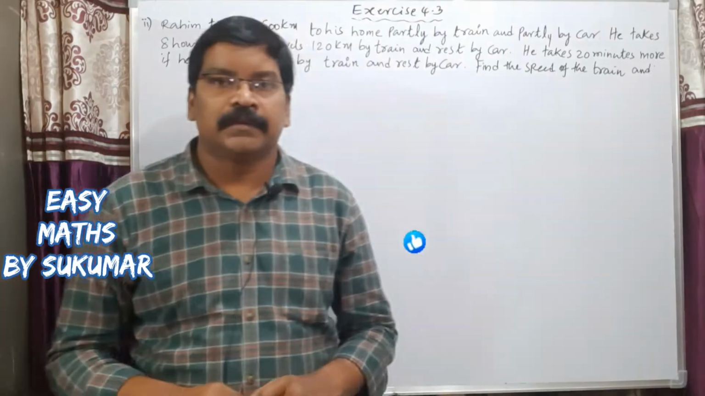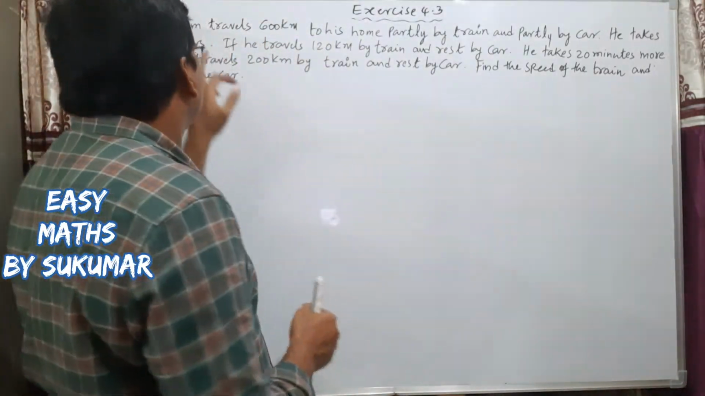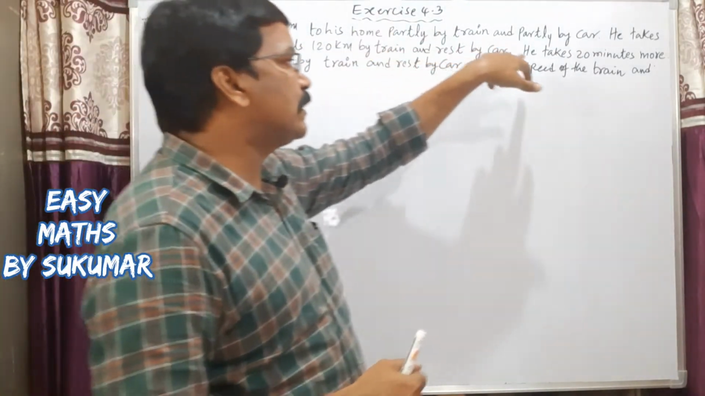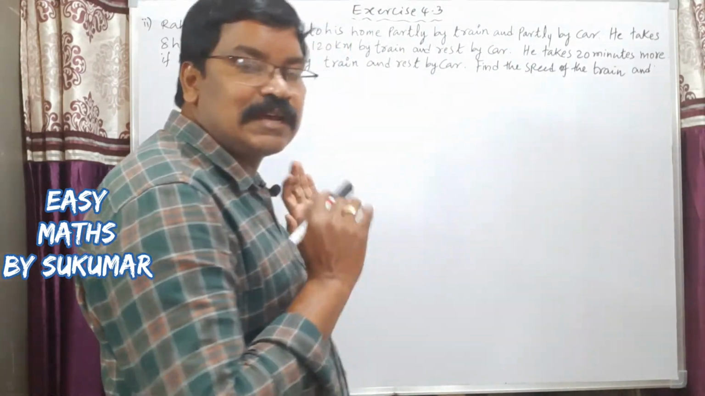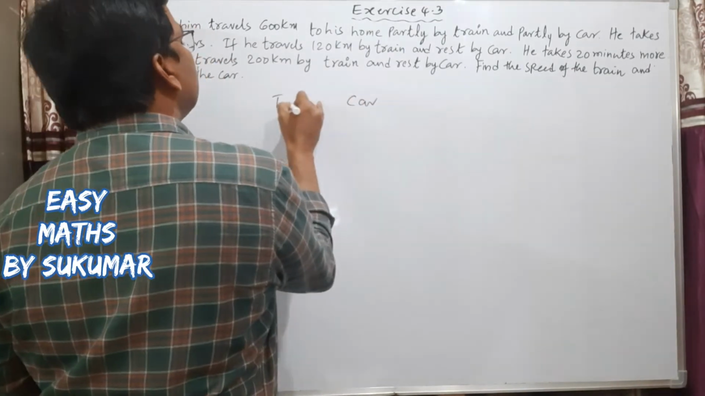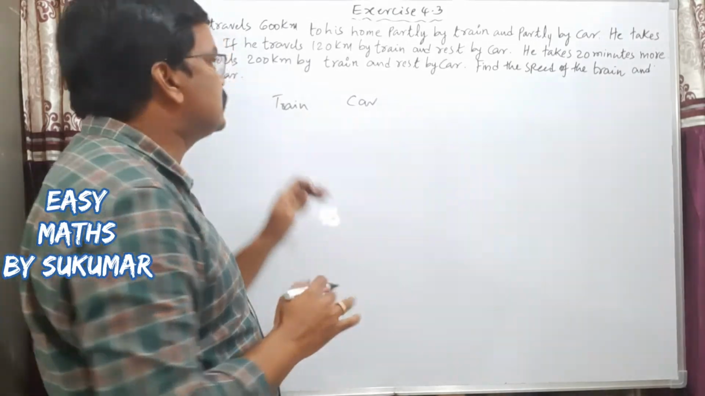Again I will repeat in the second question in this exercise. Rahim travels 600 kilometers to his home partly by train and partly by car. Total 600 kilometers. Train, car. Here it is train and car. Total distance is 600 kilometers.